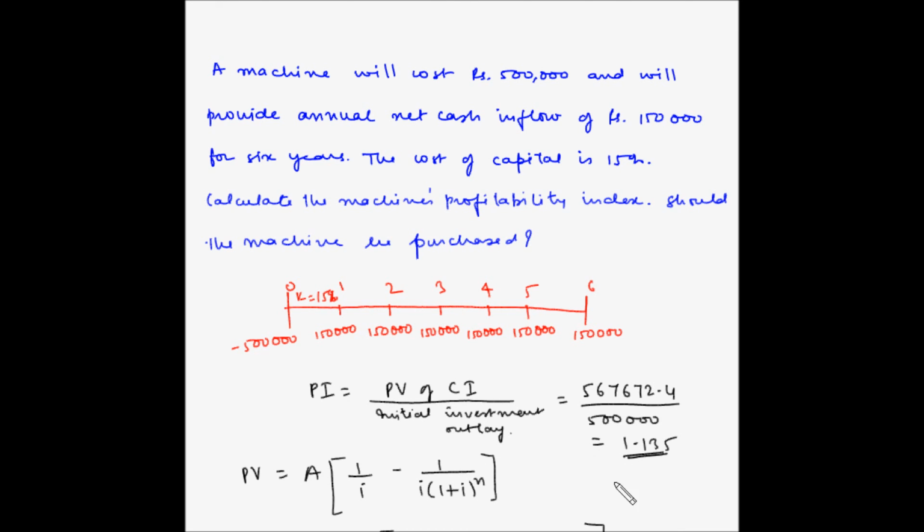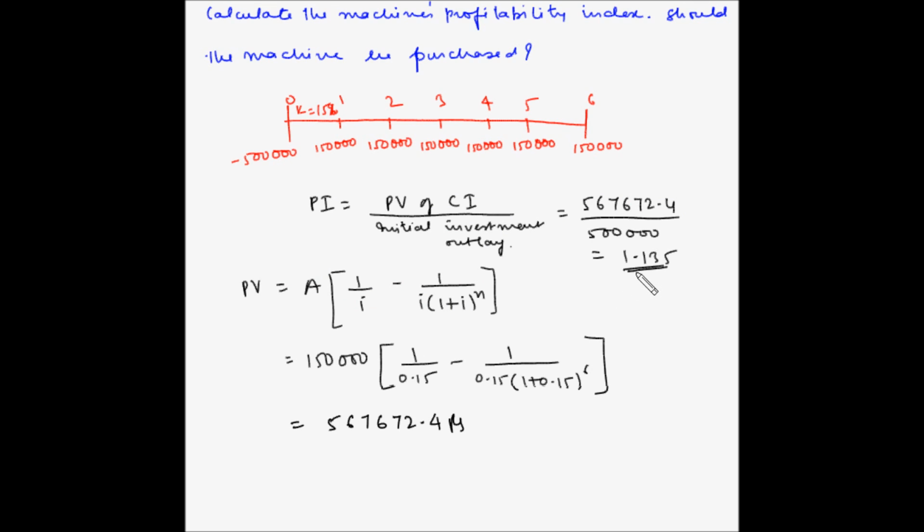So now the profitability index is greater than 1. So what this means is the benefit is more than the cost, which we can clearly see from the figures. So basically we should buy this machine as it is going to generate profits for the company.